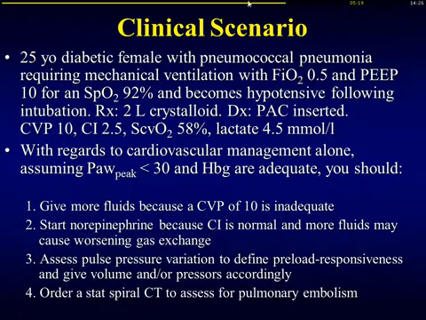And regarding her cardiovascular management alone, assuming that her peak airway pressure is less than 30, so you're doing protective ventilation, what should you do? Should you give more fluids, start norepinephrine, assess pulse pressure variation, or order a spiral CT scan to rule out pulmonary embolus? Well, I hope you'll all agree that what you would simply do is look at an arterial pulse pressure variation, and you'd know in 1 second whether or not this person was volume responsive.